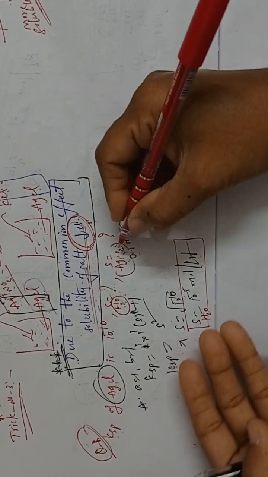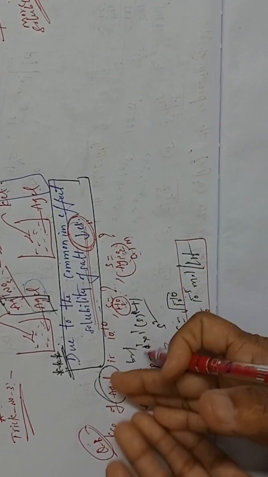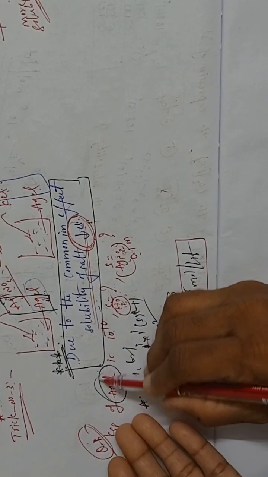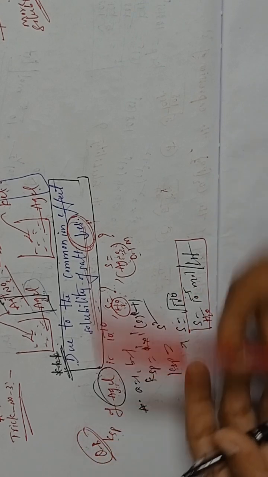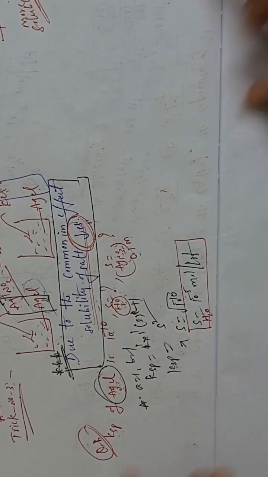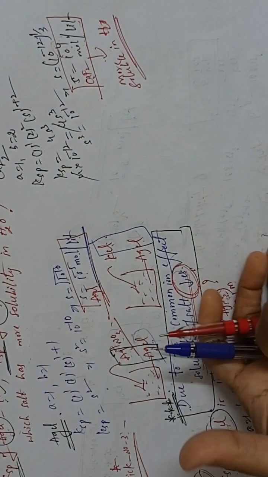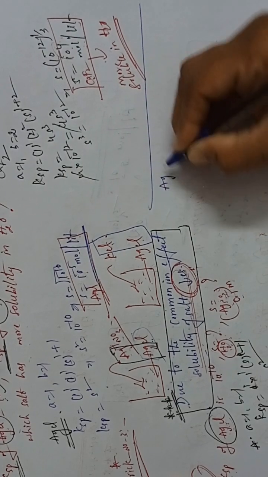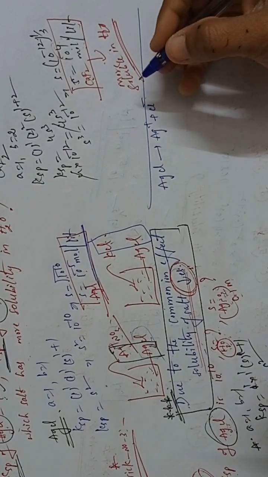Clear? Now I am going to calculate in silver nitrate. In silver nitrate, what is its solubility? The silver common ion is there, so compulsorily its solubility should decrease when compared to water. Now we will check it. See here, AgCl, I am taking the calculation part. AgCl dissociates into Ag plus and Cl minus ions. Clear?